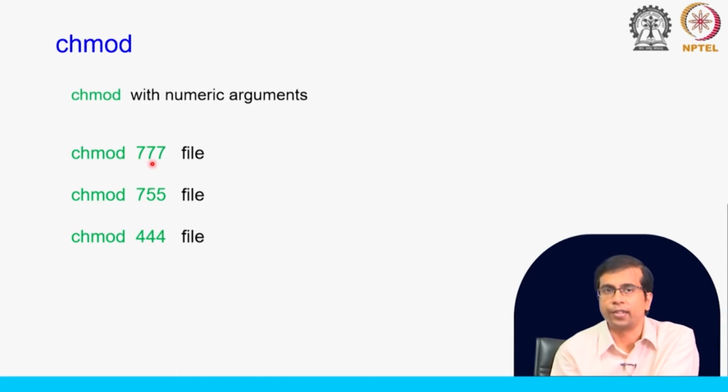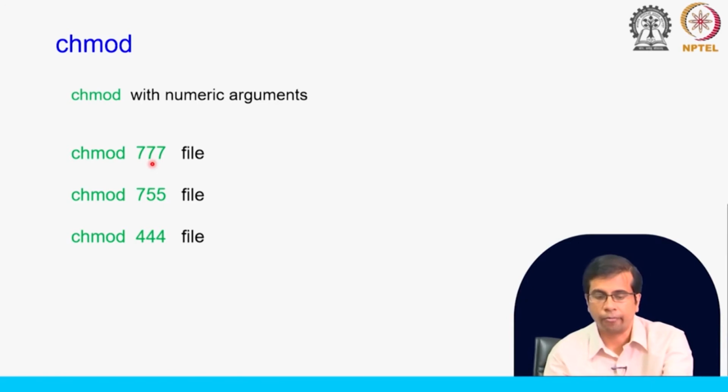You can say chmod 755. 7 means for the owner you have all permissions, but for the group and others you are giving just read and execute permission, not write, if you remember these notations, 0, 1, 2, 4. And similarly, chmod 444 gives read permission for everyone. So, this is how the whole thing will work.